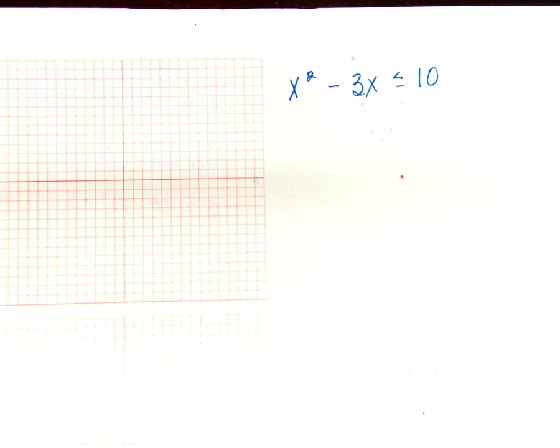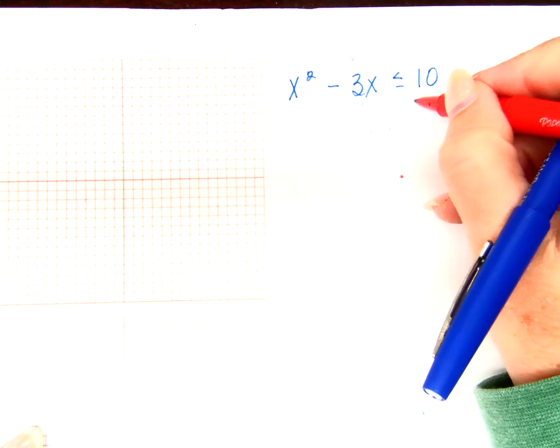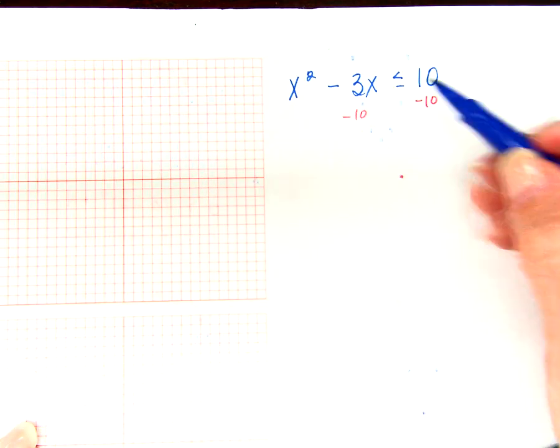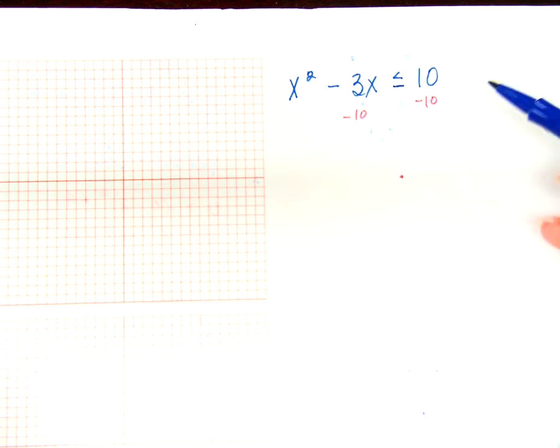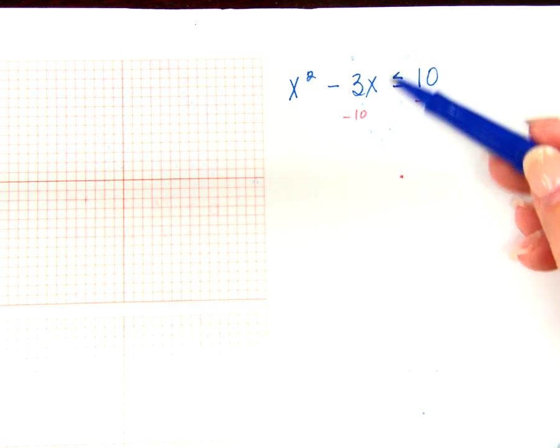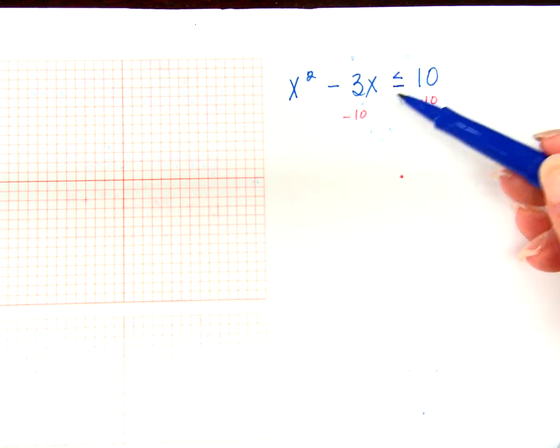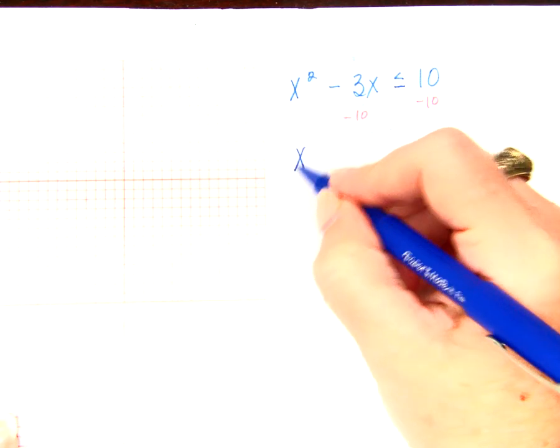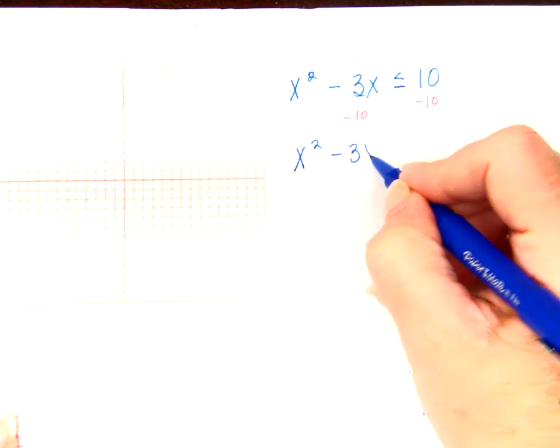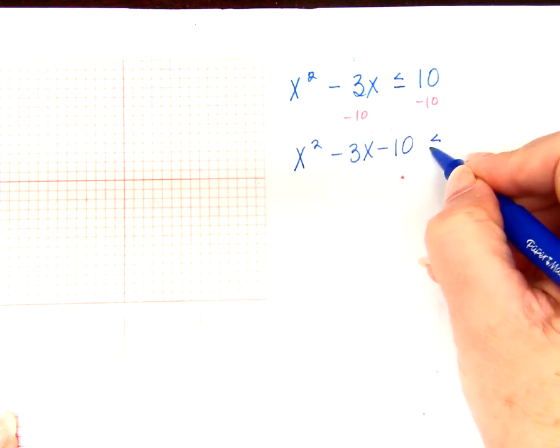Okay? So what do you think you should do first on this problem? Yes, we want to subtract 10 from both sides, right? Now, somebody said make it equal to 0, and I know what you meant. Do you realize why I had to correct you a little bit? Okay, that's okay though. X squared minus 3x minus 10 is less than or equal to 0.